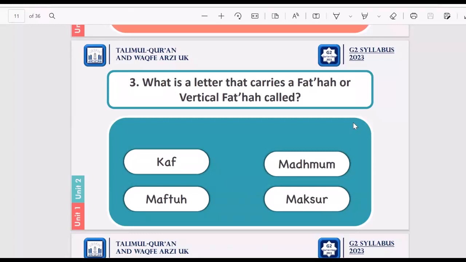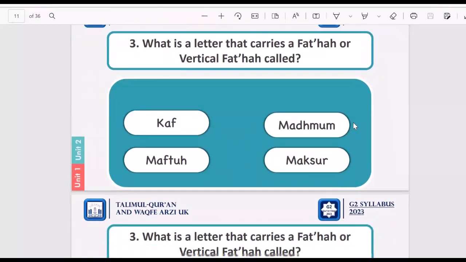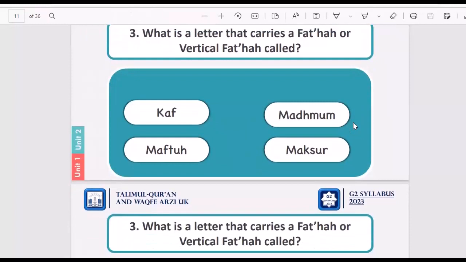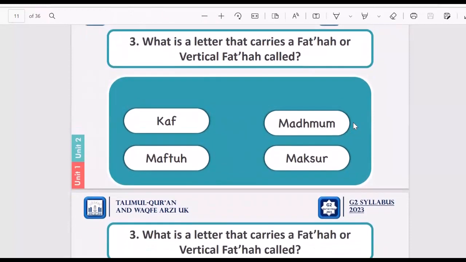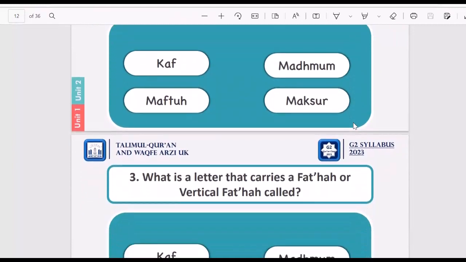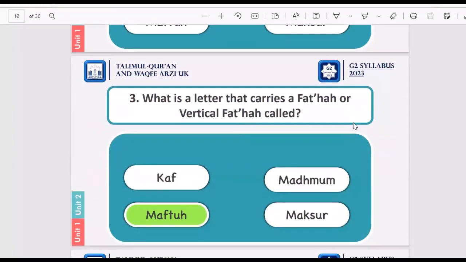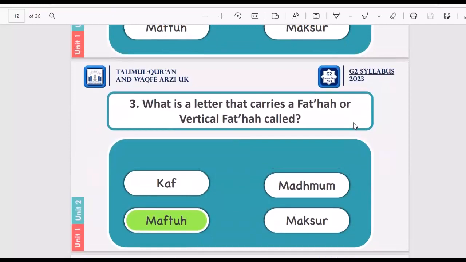Majority of students have said maftuh, but there is some confusion. Some said madmum as well. Okay, well done to those of you who answered maftuh. That is what you call a letter when it carries a fatha stroke.